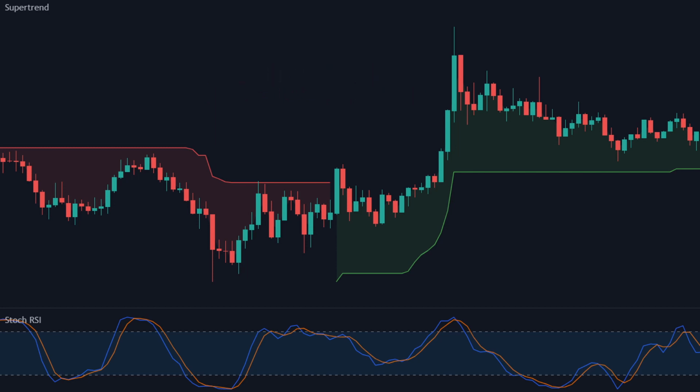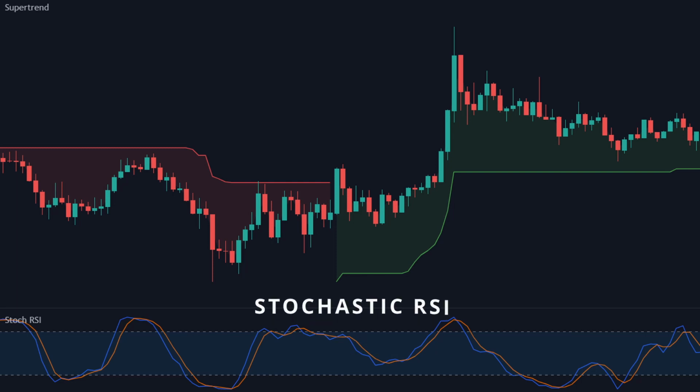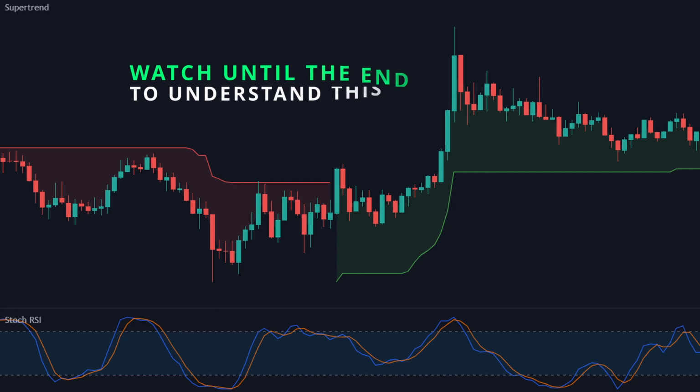Our other indicator is Stochastic RSI. You can see it at the bottom of your chart. This indicator will be our main entry signal. If the 2 lines here are crossing each other, that means the price will either go up or down. Please watch until the end to further understand how this works.